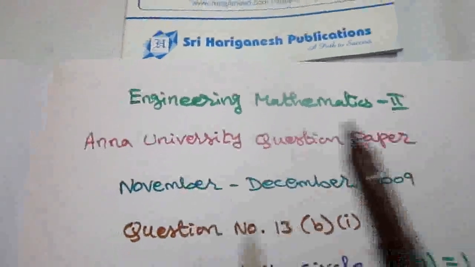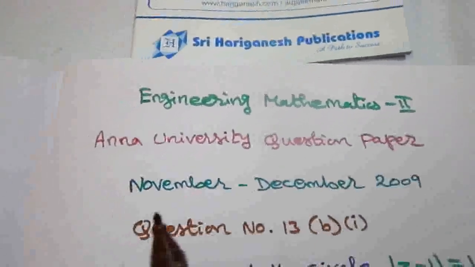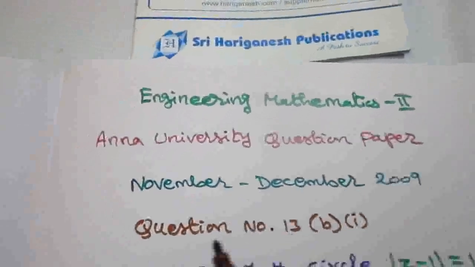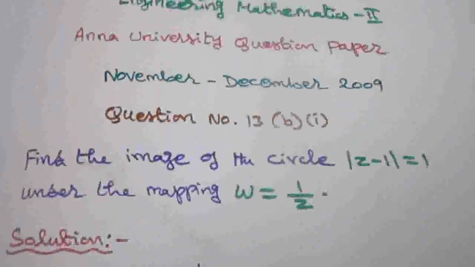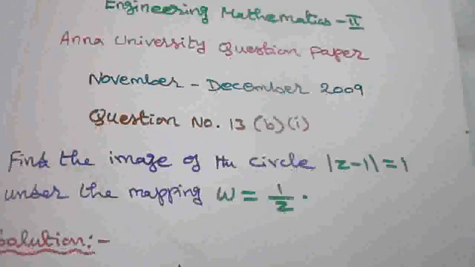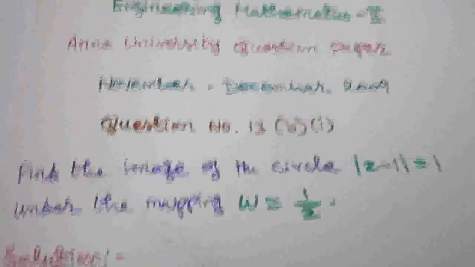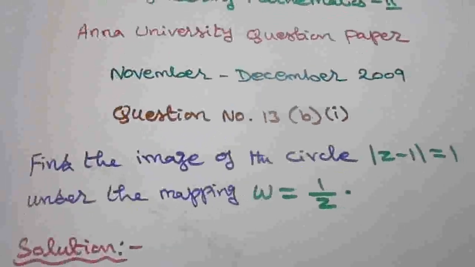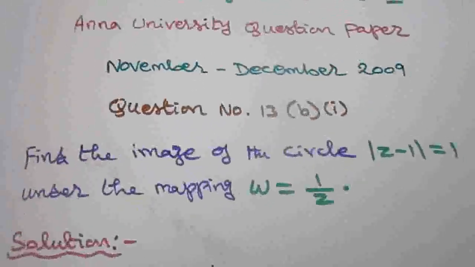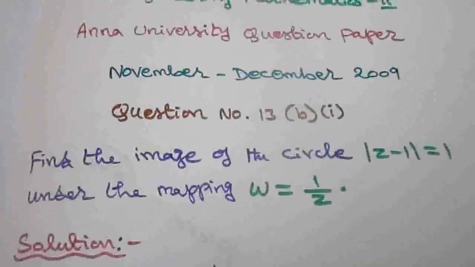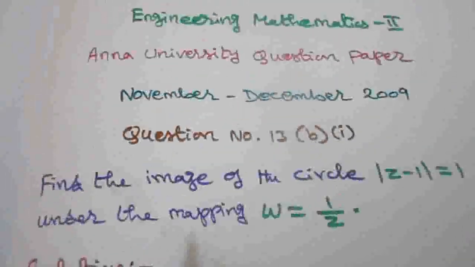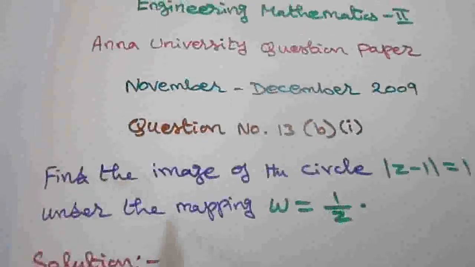Engineering Mathematics 1, Anna University question paper, November-December 2009, question number 13B1. Find the image of the circle mod z minus 1 equal to 1 under the mapping w is equal to 1 by z. So we have to find out the image of this circle in the z plane to the w plane under the given transformation w is equal to 1 by z.